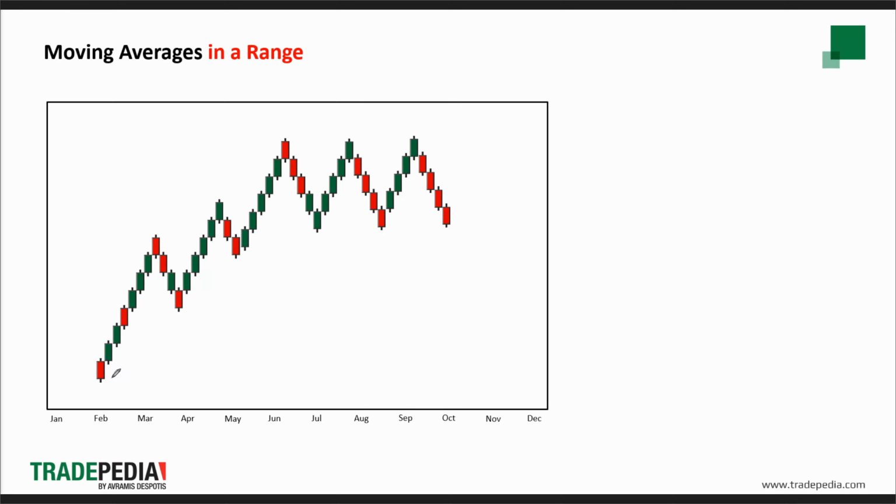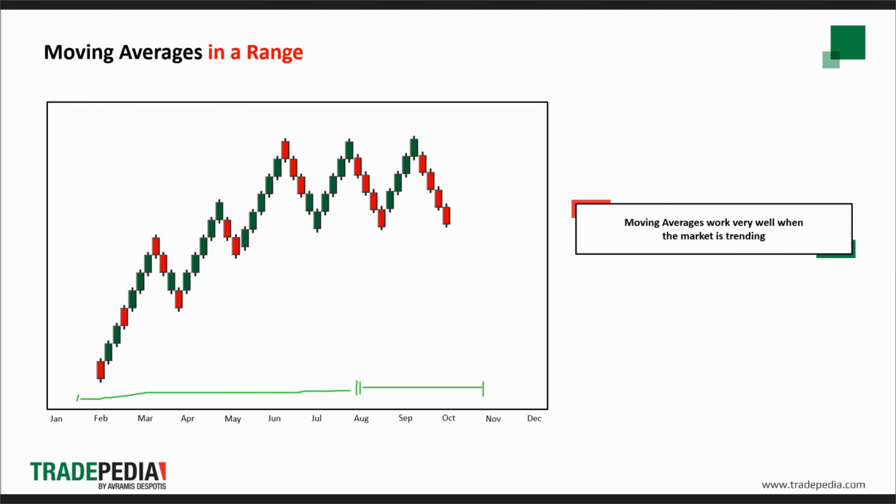For example, in the first part, from February to August, you can see a very nice trend, higher highs and higher lows. There's a very clear bullish uptrend. This is when the moving average would be more accurate and reliable. However, from August all the way to November in this chart, price is going sideways, moving in a range. That's when moving averages are not very helpful.